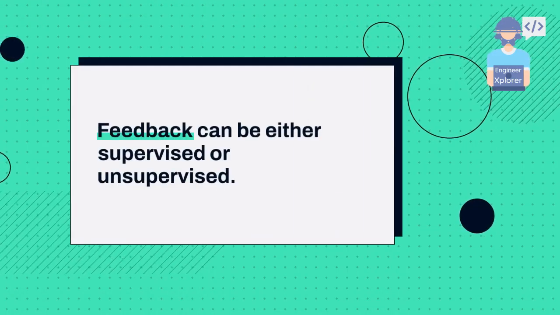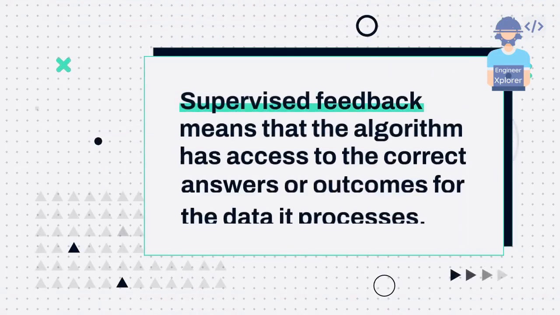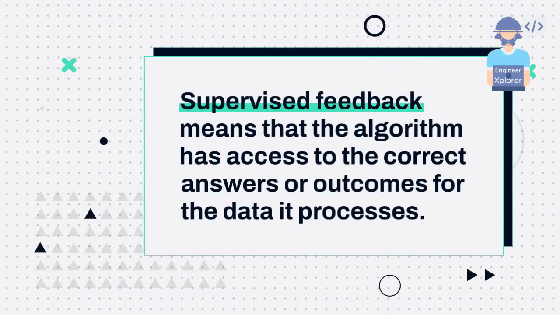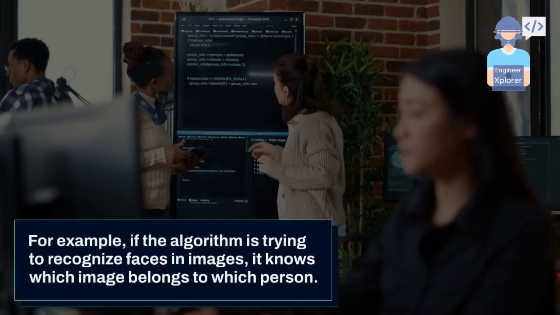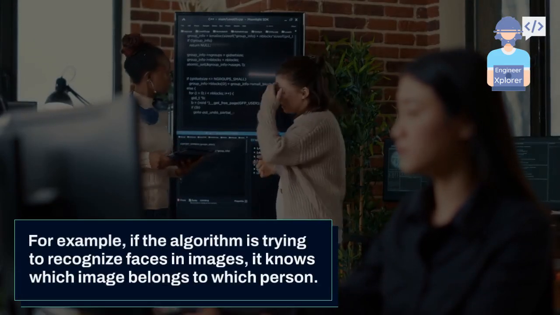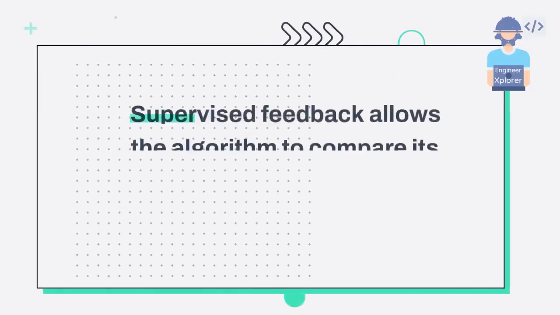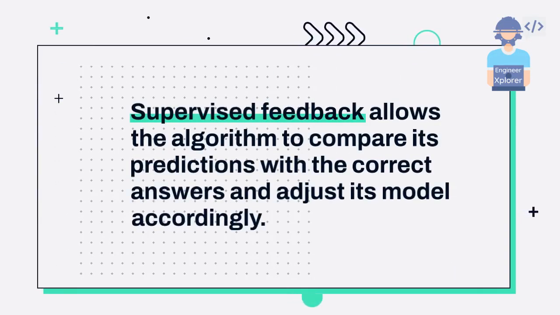Feedback can be either supervised or unsupervised. Supervised feedback means that the algorithm has access to the correct answers or outcomes for the data it processes. For example, if the algorithm is trying to recognize faces and images, it knows which image belongs to which person. Supervised feedback allows the algorithm to compare its predictions with the correct answers and adjust its model accordingly.